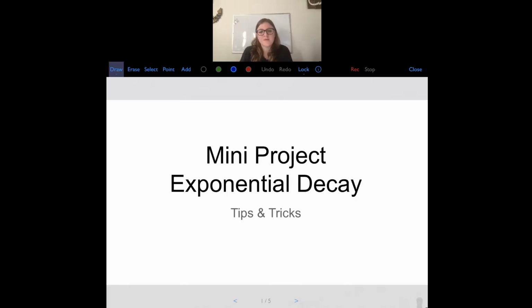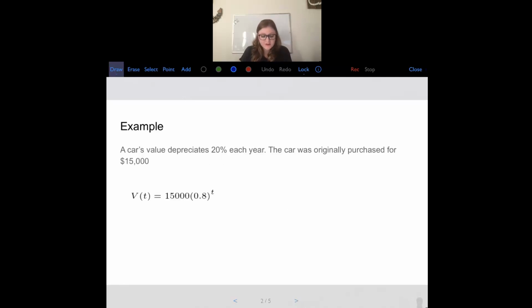In this video, I'm going to give you some tips and tricks about our mini project that is regarding exponential decay. So first, we have an example. A car's value depreciates 20% each year. The car was originally purchased for $15,000. So what it means when a value depreciates is it decreases or it gets smaller and smaller as each year goes on. The value V of t is modeled by the equation V of t equals 15,000 times 0.8 to the t power. Now this is another example of exponential decay.